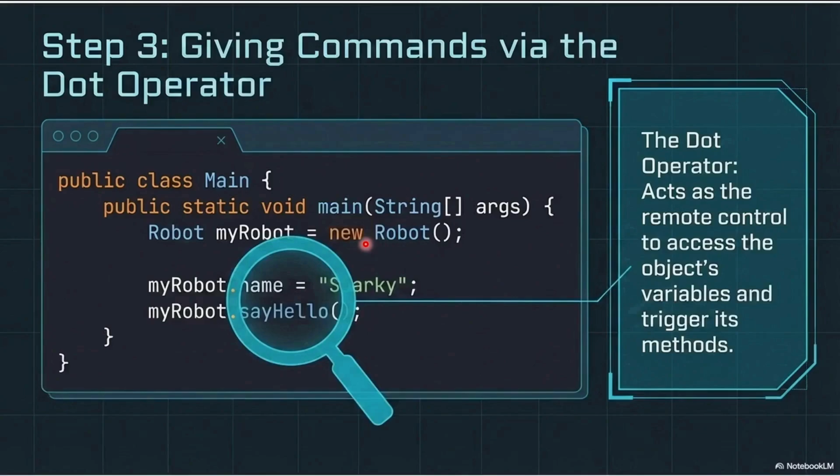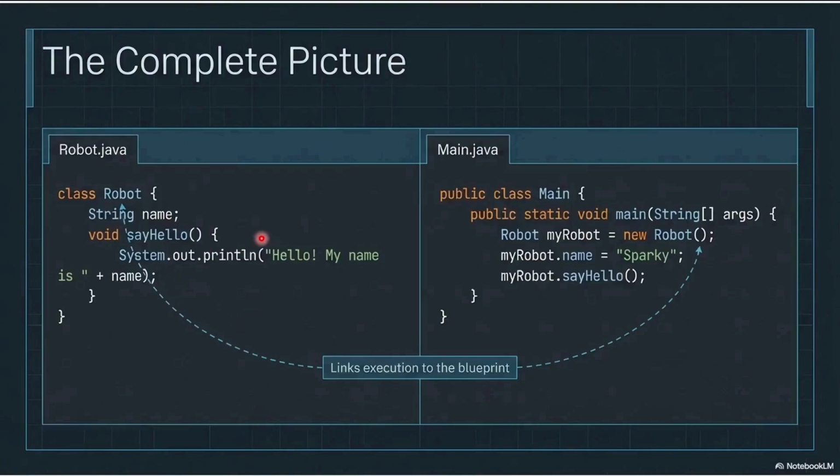Now over here, very important is the dot. Okay, let me just move forward over here. This is the Robot class. This is how it is going to look like. Okay, and this is the main class. Now in the main class, you can see I created the object variable, that is myRobot. This is just one object. We can create multiple objects, but right now this is just one object.